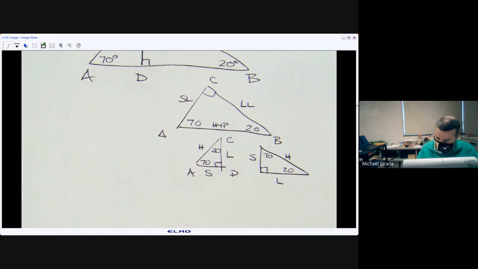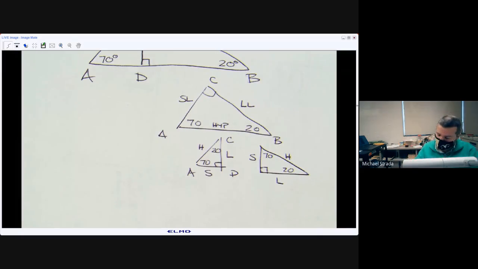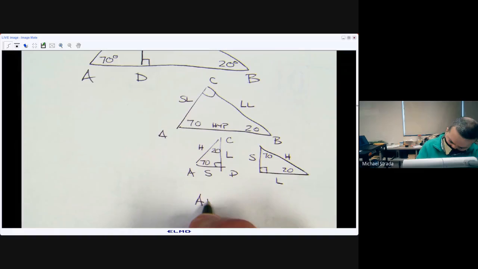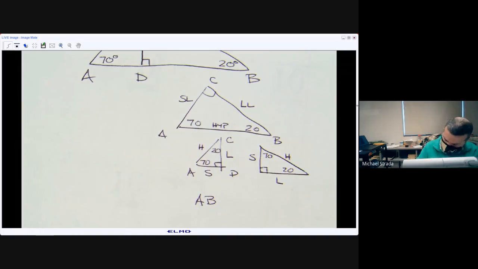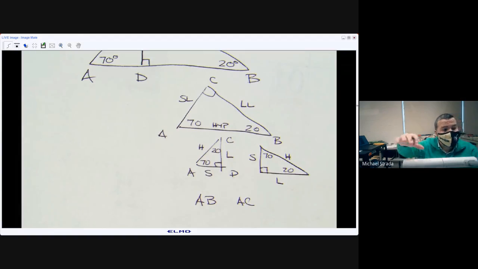All right. So if I take all the hypotenuses and list them from left to right, the hypotenuse of the big triangle is AB. All right. The hypotenuse of the smaller triangle to the left, AC. The hypotenuse for the one to the right is BC.